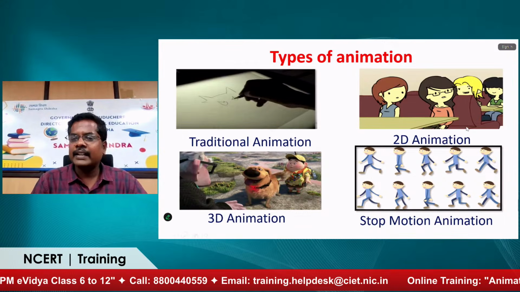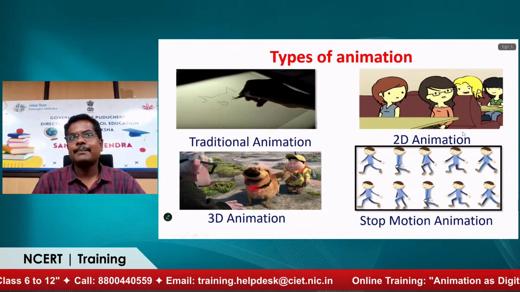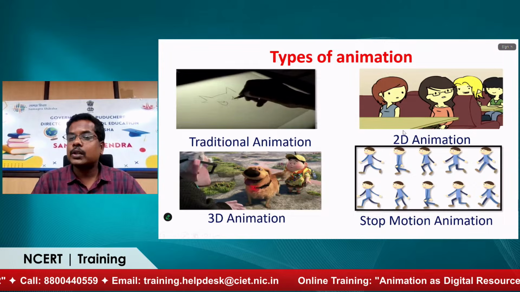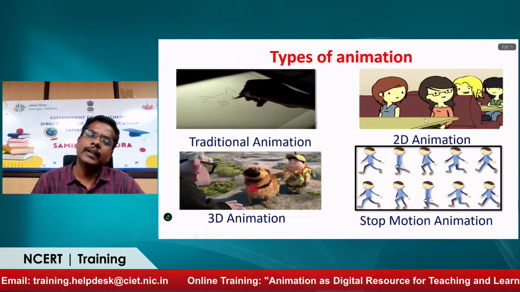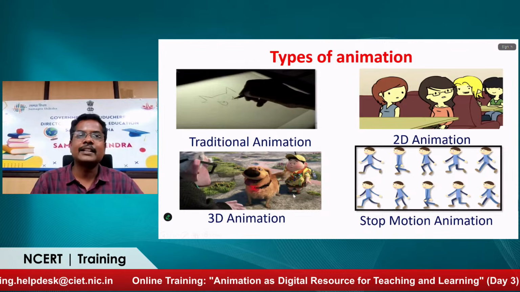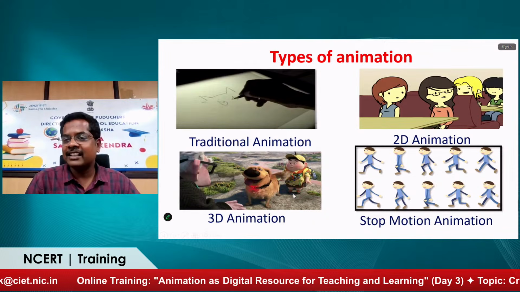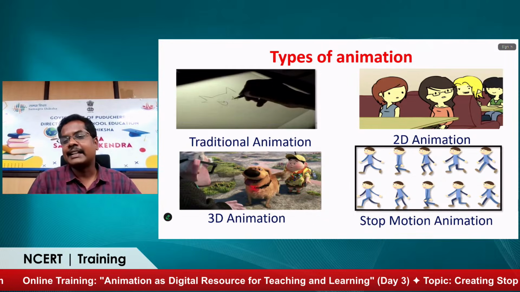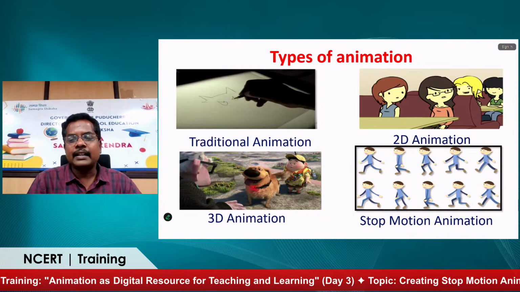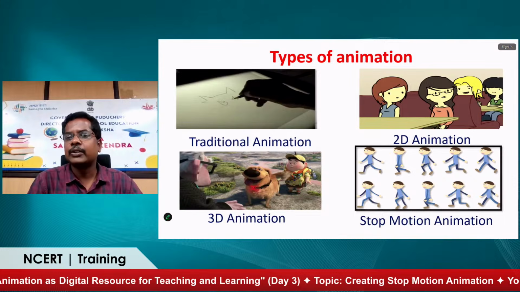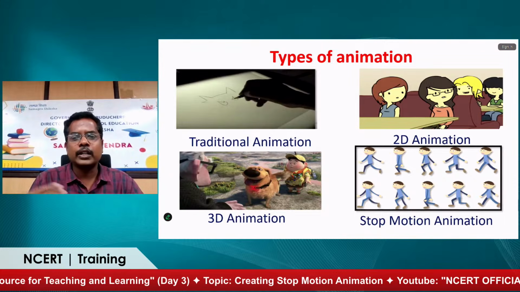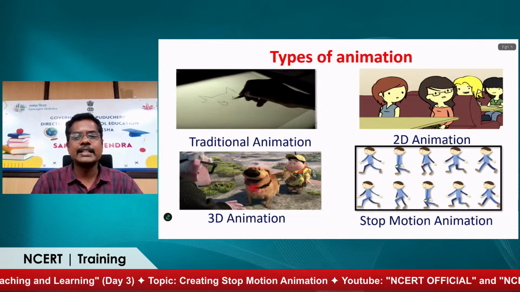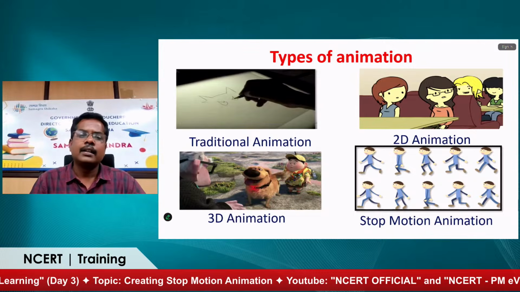After that, when technology came in, they started to draw digitally. Earlier it was physical, and now in 2D and 3D animation, they are drawn digitally, and the characters can move. For this type of animation, I can give examples like Motu Patlu and Chota Bheem. This type of animation series you can see.